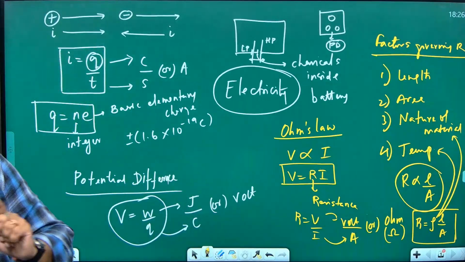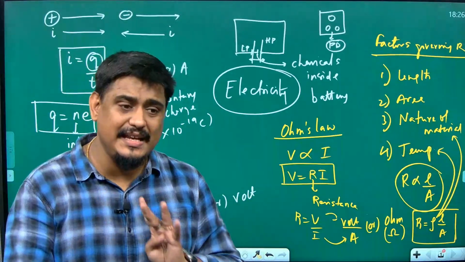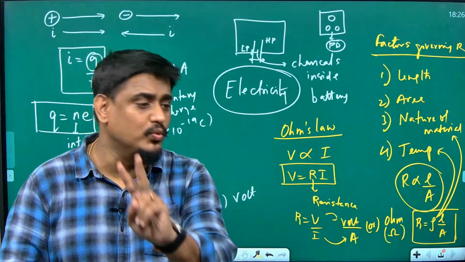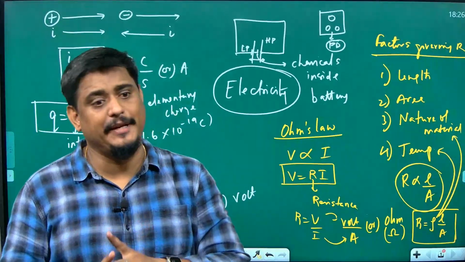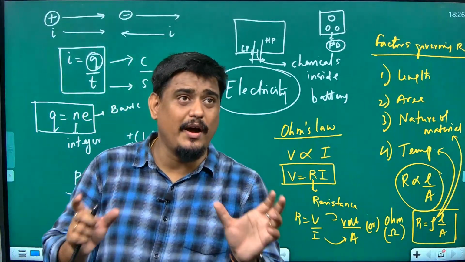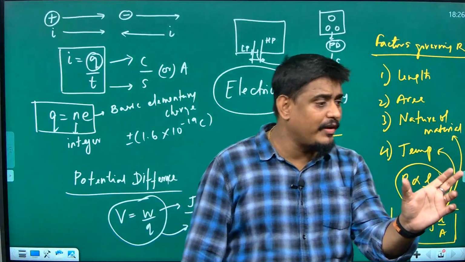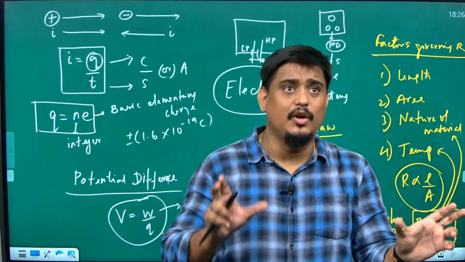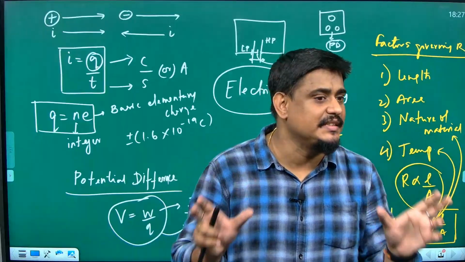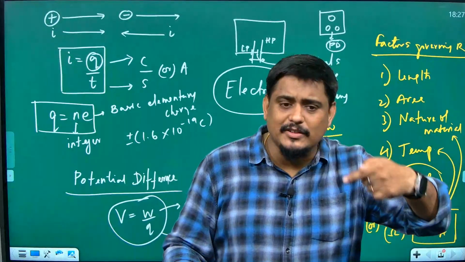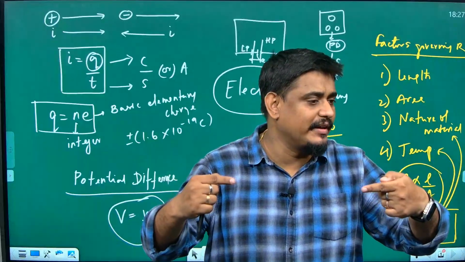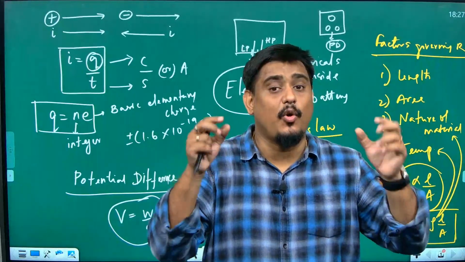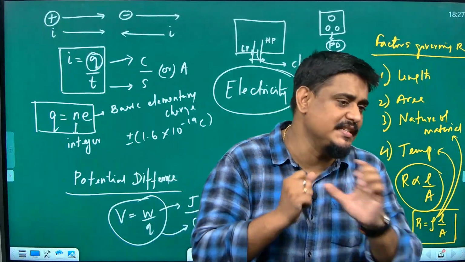Factors governing resistance are 4: length, area, temperature, nature of material. Factors affecting resistivity are only 2: nature of material and temperature. It means if there are 2 wires, like a 1 meter copper wire and a 2 meter copper wire, they will have different resistance. But they will have the same resistivity. A 1 millimeter square and a 1 centimeter square copper wire will have different resistance. But they will have the same resistivity.